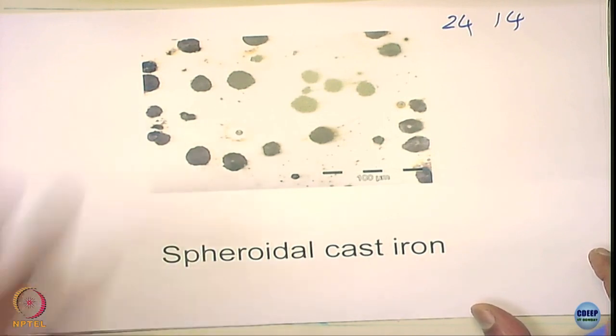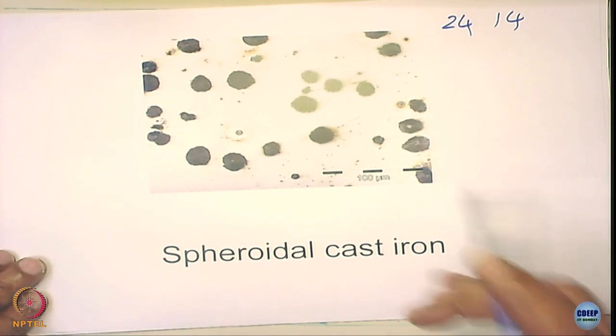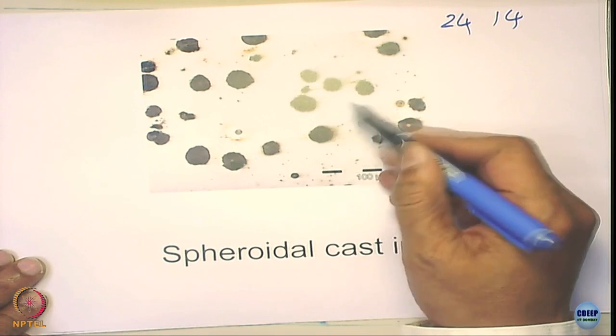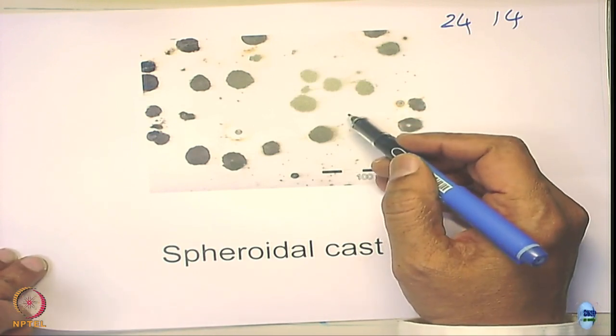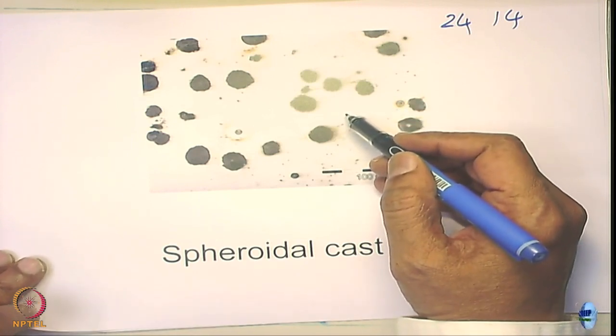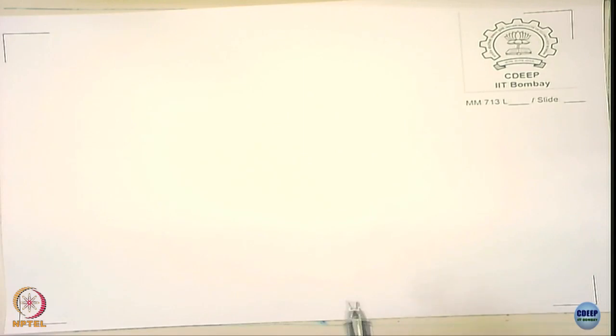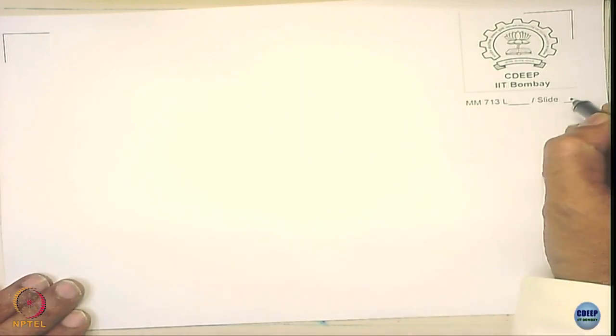That I think we should understand. Please understand, you have graphite in the system, and you have alpha in the system, which is iron with a little bit of carbon dissolved in it. That is what you normally see in the system. So what are the consequences of that?